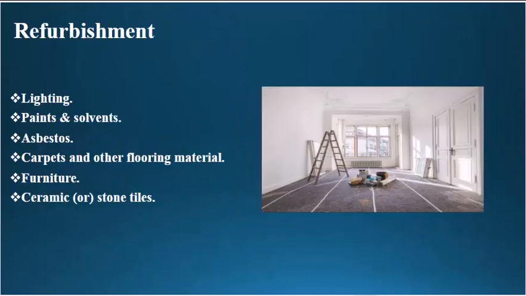Refurbishment. The image lists various elements that are often involved in refurbishment projects. These include lighting, replacing or updating lighting fixtures, paints and solvents, repainting walls, ceilings, and other surfaces, asbestos, removal or management of asbestos materials, which can be a health hazard, carpets and flooring, replacing or refinishing carpets, tiles, and other floor coverings, furniture, updating or replacing furniture to create a fresh look, ceramic and stone tiles, installing or refinishing ceramic or stone tiles for floors and walls.